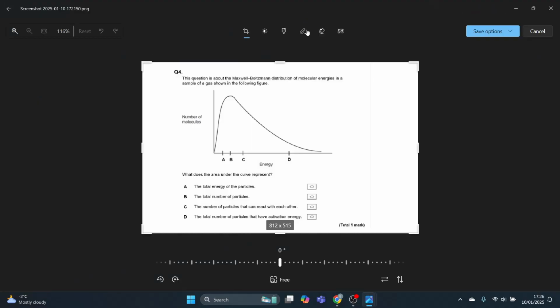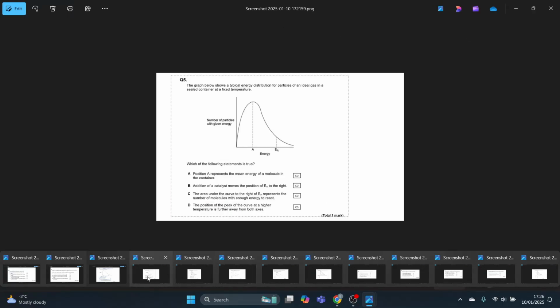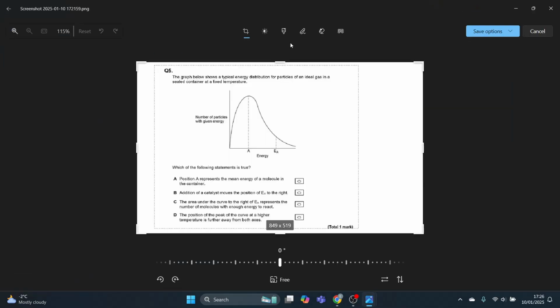Question 4. What does the area under the curve represent? Total number of particles. Obviously most students know this, because it is a key fact that is repeated again and again in this little topic. Area under the curve, total number of particles. So you probably cross out these two and you'd be deciding between A and B. And if you went for anything other than B, you would get it wrong.